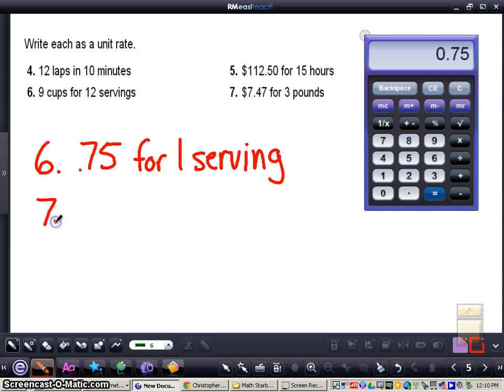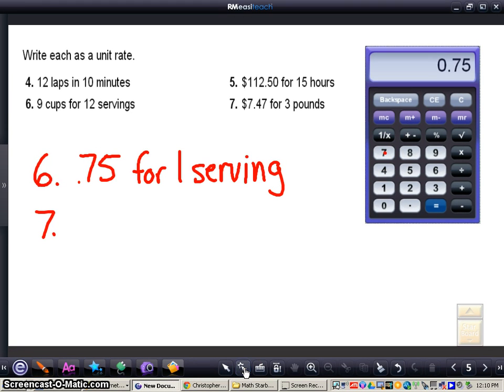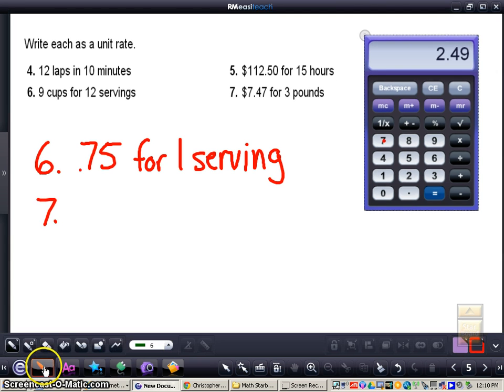Then let's take a look at number 7. We have $7.47 for 3 pounds. We need to figure out the unit rate, in other words, how much money for 1 pound. So we're going to take $7.47 divided by 3. That gives us an answer of $2.49 per pound for the unit rate. So $2.49 for 1 pound.